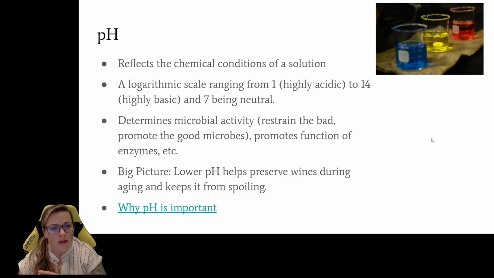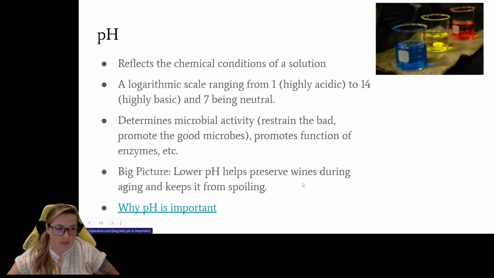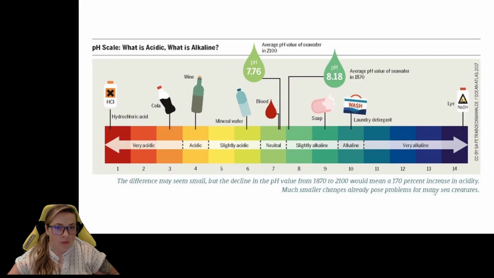And overall, wines with a healthy pH on the lower side help preserve the wines during aging and keep them from spoiling in general, right? Then we have an article on why pH is important, if you'd like to read more about that. And here we have a scale just for reference, just in case you need to see it again. So 7 is considered neutral on the pH scale. Anything less than 7 is considered acidic, and anything greater than 7 is considered alkaline or basic, right?